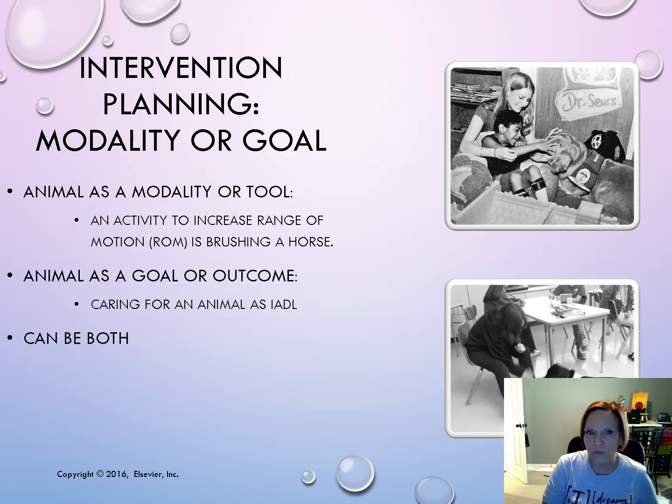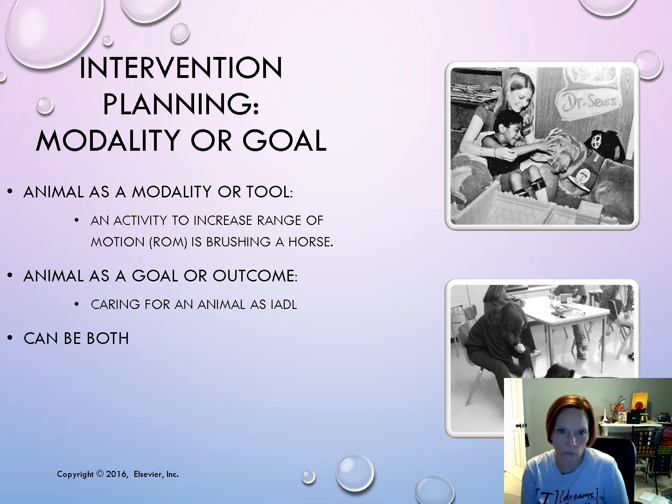So when you're intervention planning, it can be used as a modality or a goal. An animal as a modality or tool would help to increase the range of motion in brushing a horse, for example. But if it was a goal, then it would be actually caring for the animal as an IADL. It can be both, or it can be either or.